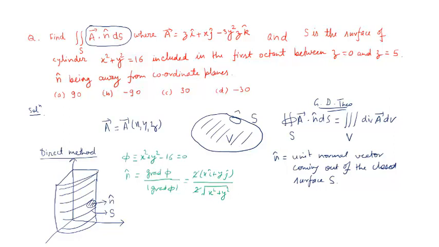So 2 gets cancelled, and we get xi cap plus yj cap divided by square root of x square plus y square. Actually along this surface, x square plus y square is 16. So square root of x square plus y square will be square root of 16, that is 4. So here n cap is xi plus yj upon 4.